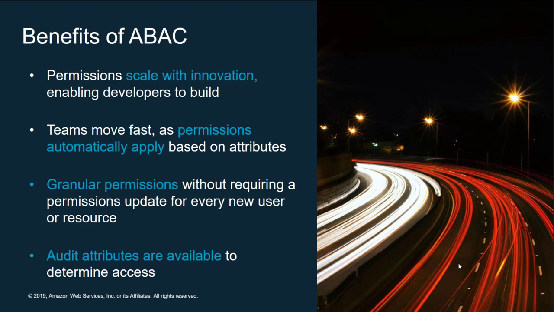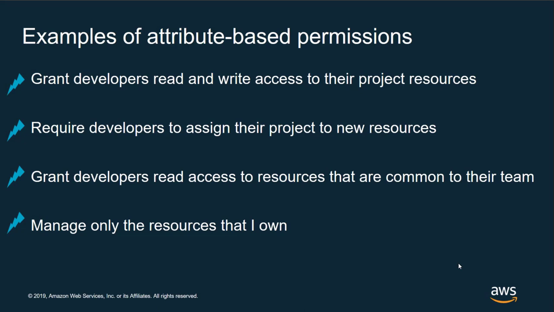All right, then let's look at some of the common examples where you can use attribute based permissions. The most common example is grant developers read write access to their project resources. This is where you can say that when developers are accessing their resources, if these are based on attributes, then the developers can get access to those resources only based on attributes. So they only get access to their project resources, which is where the attributes come into play. And if the attributes don't match, then you don't get access to the resources.